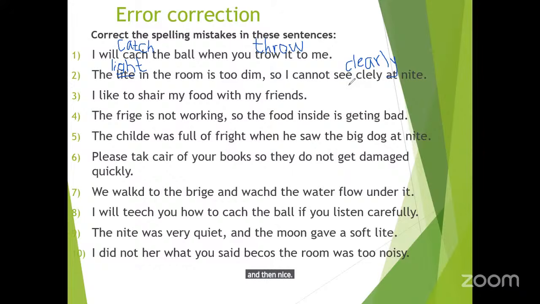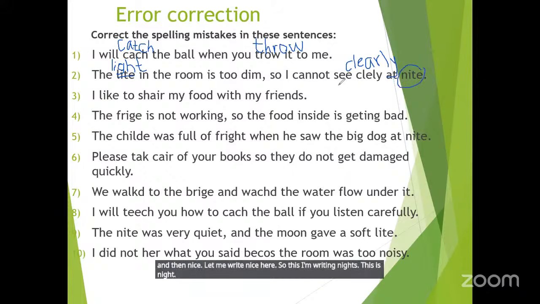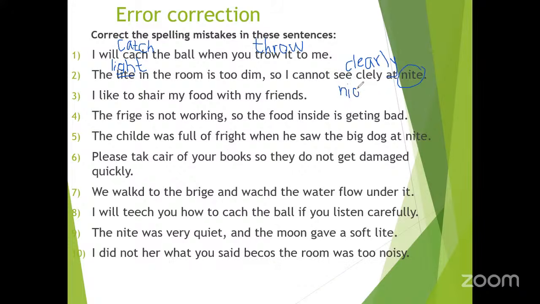And then night. Let me write night here. I'm writing night. I want to write it here so we can see it properly. Night. Then we have share. Share, S-H-A-R-E.